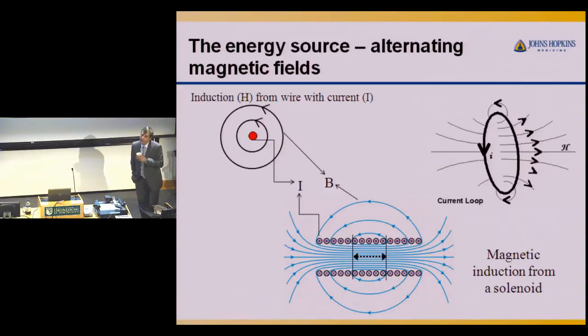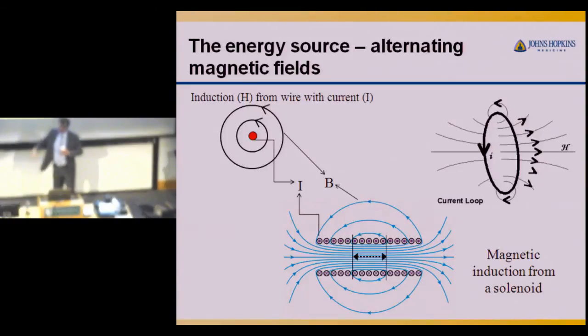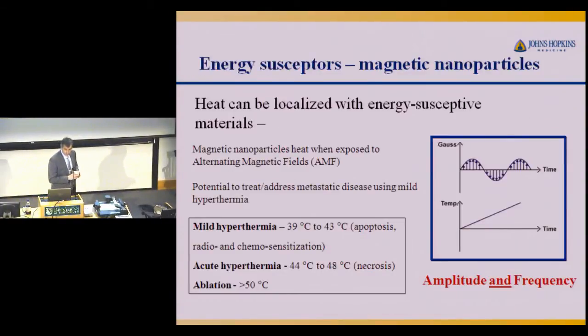So this is just a slide to show you the general concept, the basic physics behind generating magnetic fields. If you have current flowing through a wire, through a loop, or through a solenoid, as you have here, you generate magnetic fields. And we induce magnetic fields by having current flowing through them.